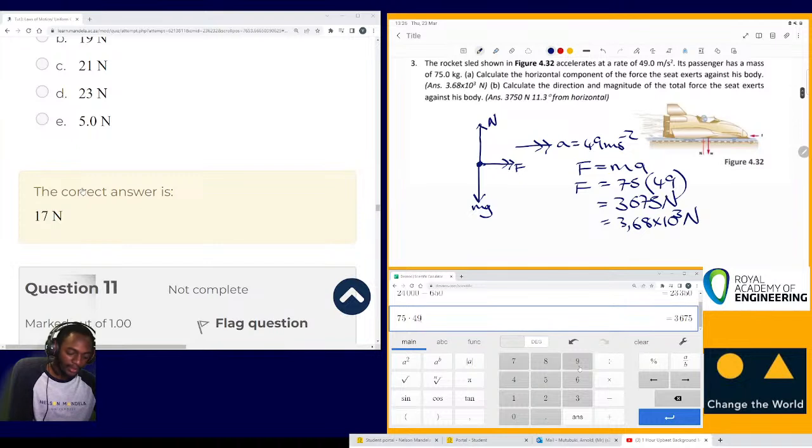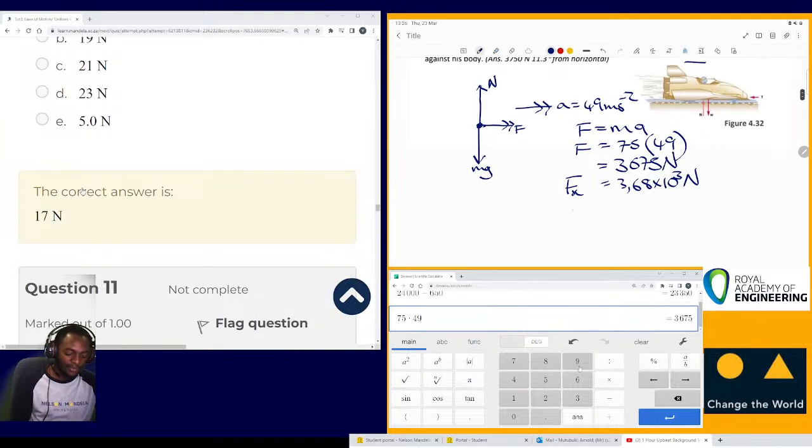Right, then the question says we now have the horizontal force. It says calculate the direction and magnitude of the total force. So what do we have to do there? This is F in the X, which means to get total force, we need to combine F in the X and F in the Y. Is that okay? Yes, sir. And what is the F in the Y? It appears to be 0. Is it? Yes, sir.